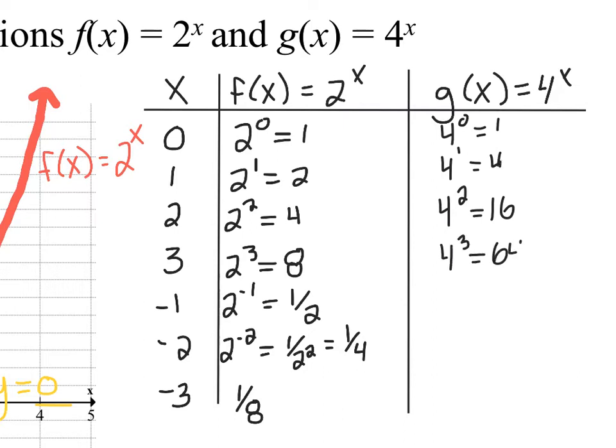4 cubed is 64. 4 to the power negative 1 is 1/4. 4 to the negative 2, 1/16. And then our last one is 1/64. And again, that 1/64 is going to be pretty hard to graph. Now we'll transfer these ordered pairs onto a graph.